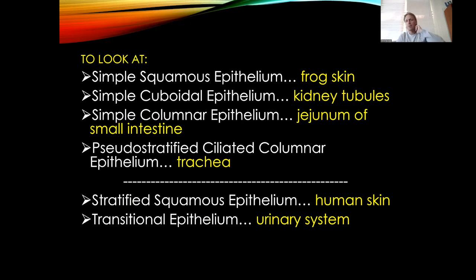All right, so for epithelial tissue, these are the slides that you're responsible for. So when we come back into lab next week, these are the ones that you need to look at. Again, remember, you need to tell me examples of where we see this stuff and the exact tissue that we're looking at. All right, so for simple squamous, we are going to use frog skin as an example.